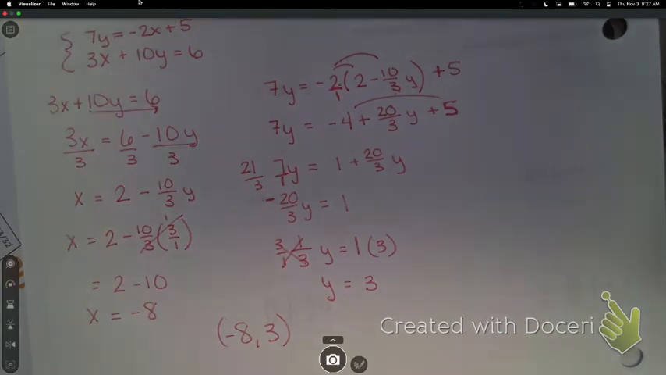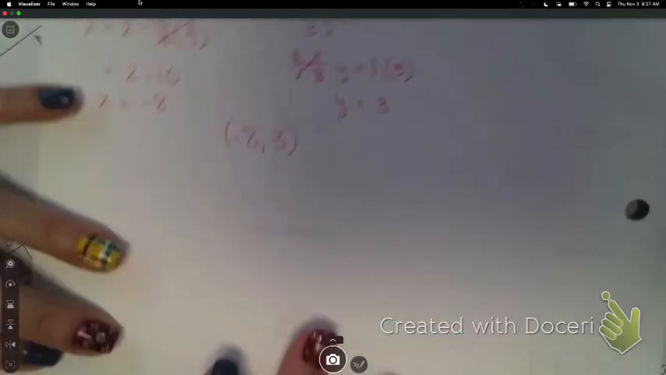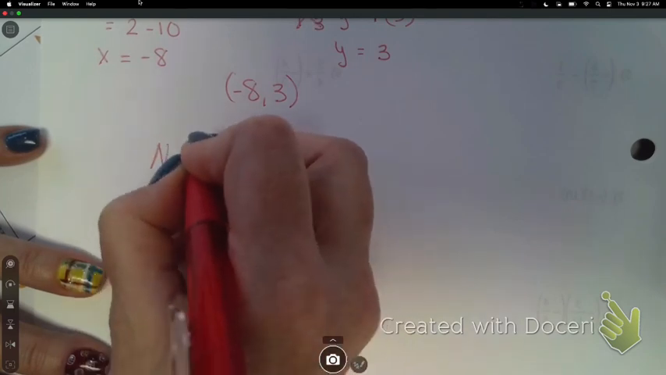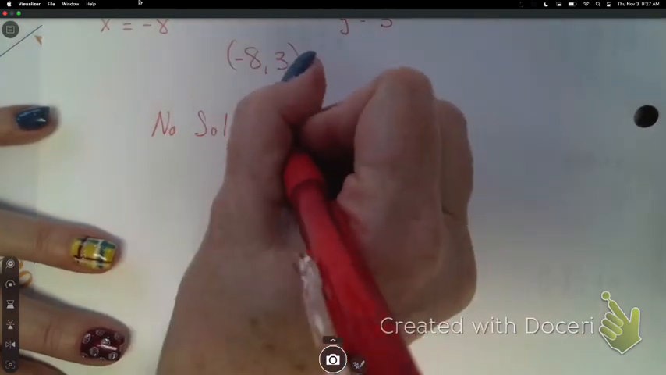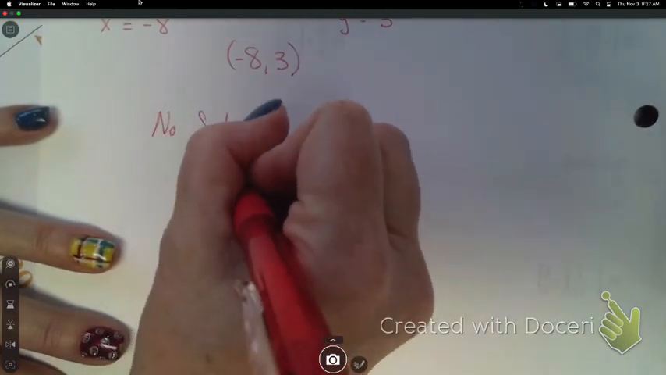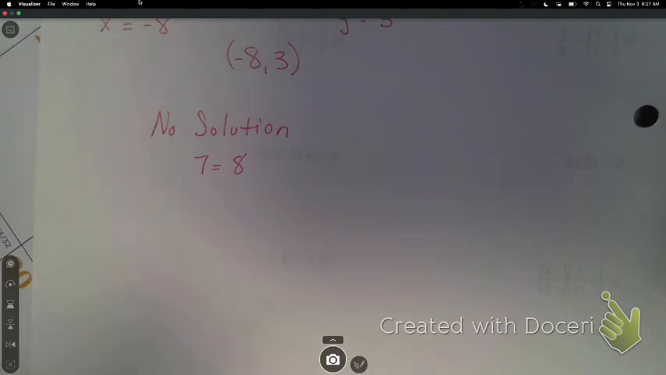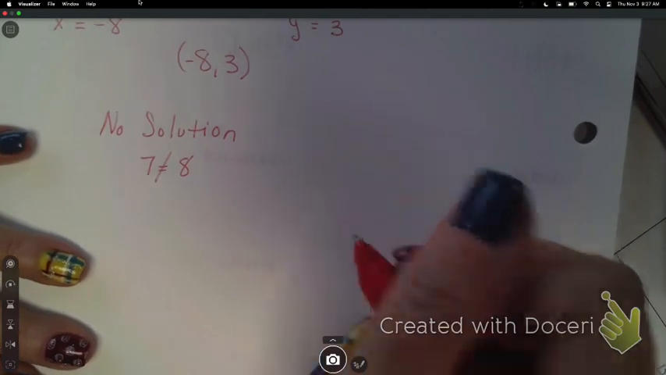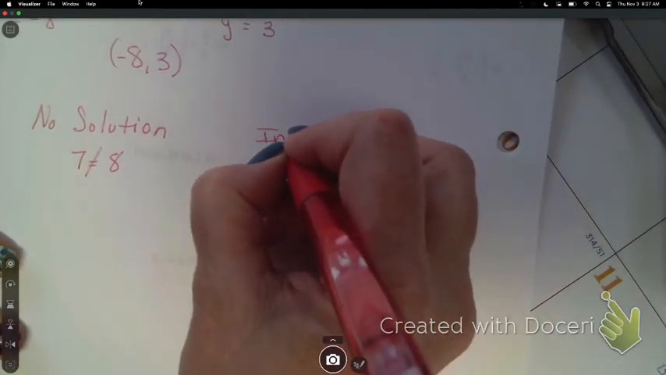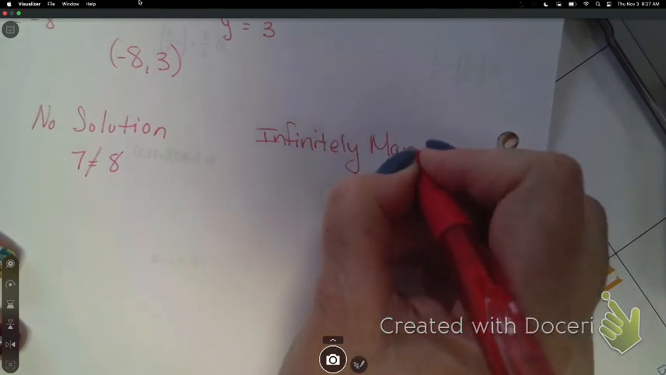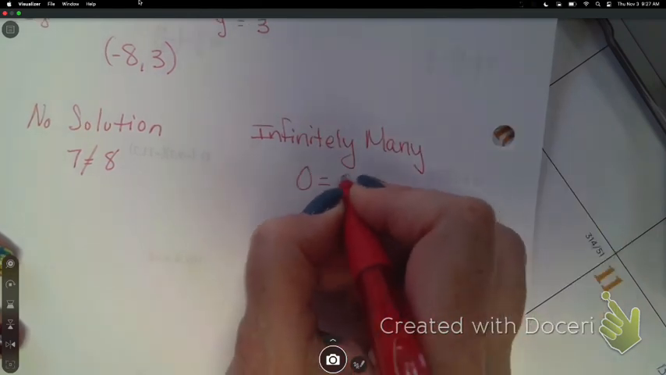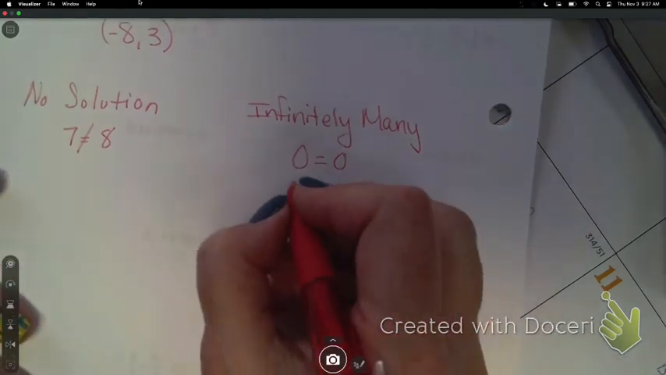Before I give you your worksheet, I want to talk about what would make it a no solution. Well, no solution would be like 7 equaled 8. Does 7 equal 8? No. There's no variable, is there? No. So that would be a no solution. An infinitely many solution is when they equal the same thing. You could get 0 equals 0 with no variable, or you could get 7 equals 7.